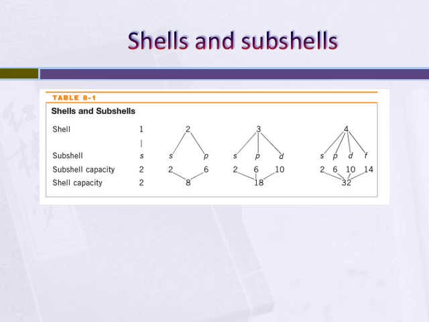In shell equals 1, all we see is the s orbital. In the second shell, we have s and p. The s holds 2 electrons. The 3 p orbitals hold 6 electrons. In the third shell, we have s, p, and d. In the fourth shell, s, p, d, and f.